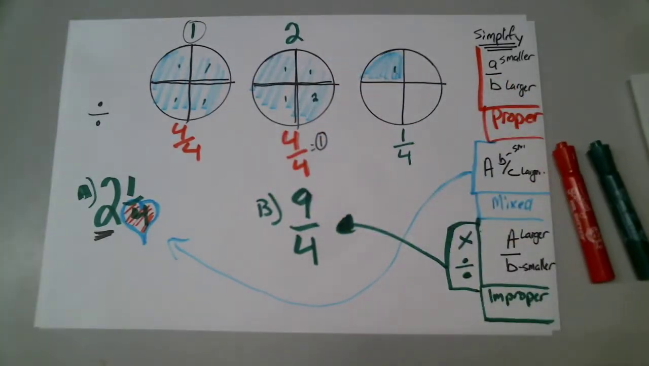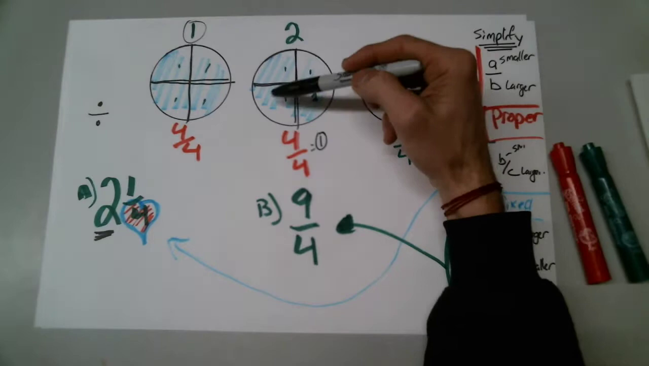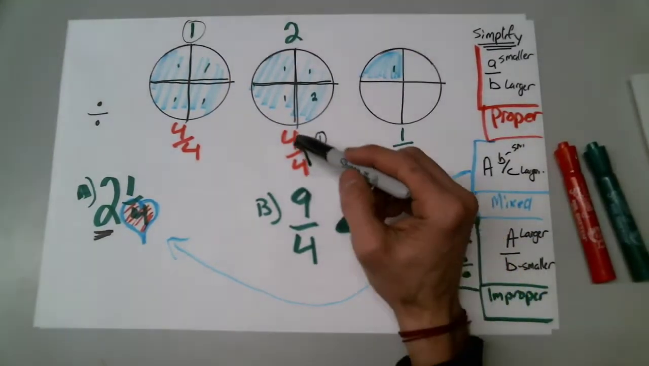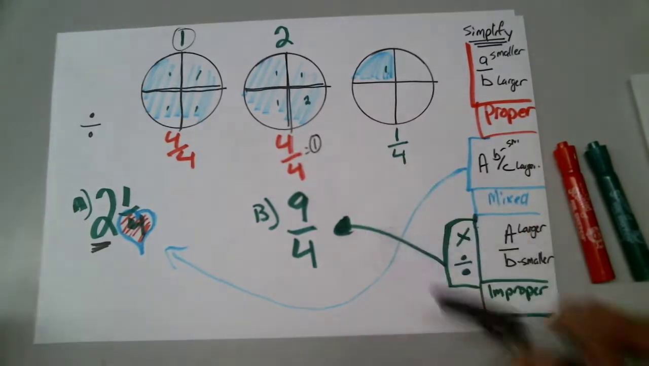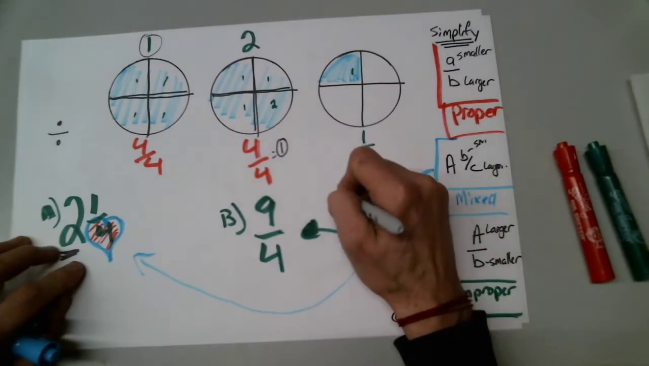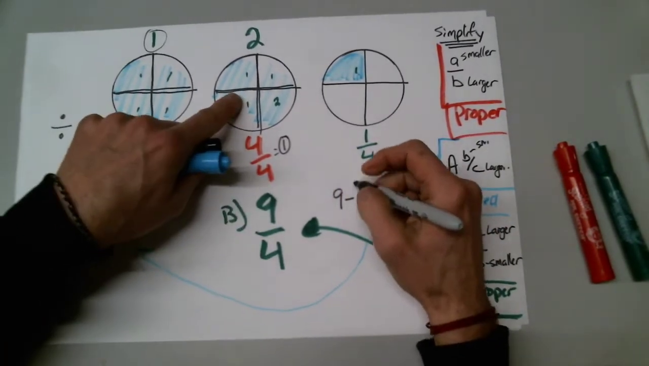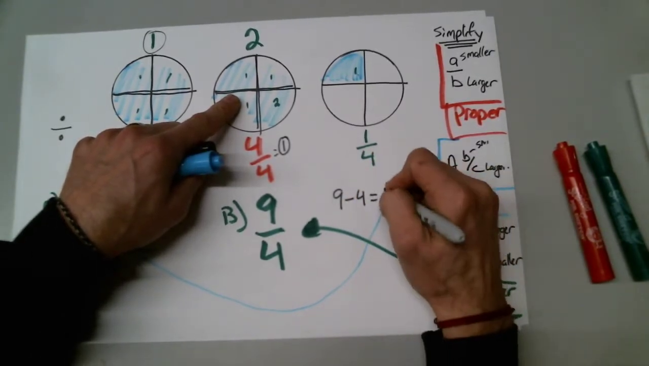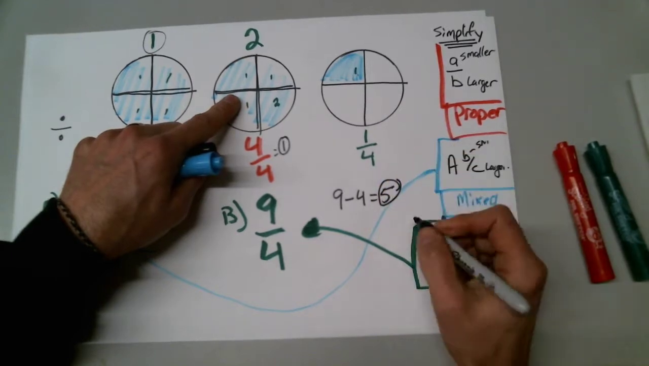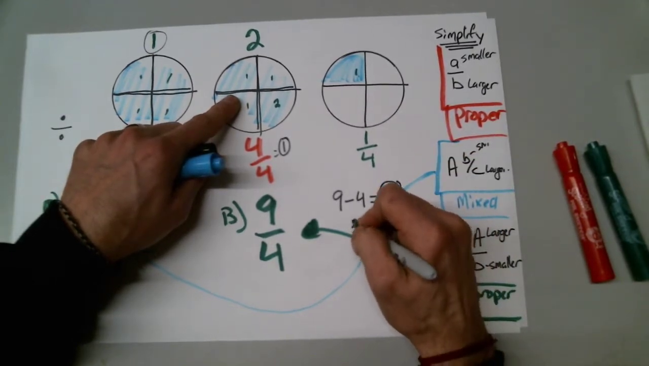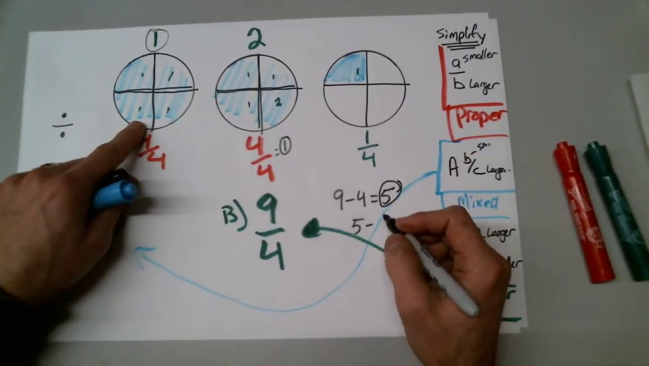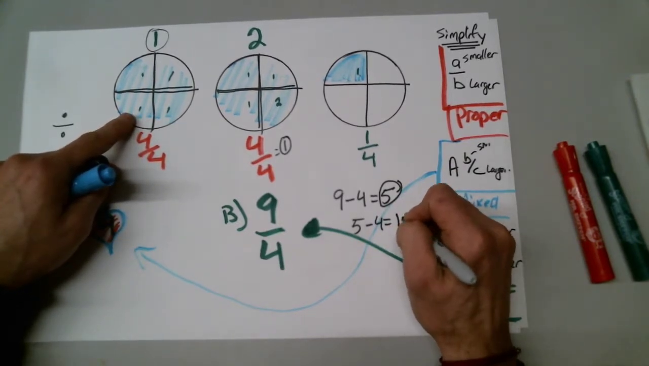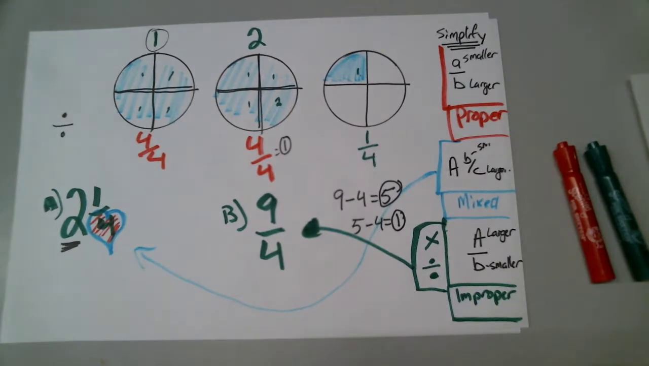Now, a little bit of magic. How many wholes can I take out of 9? So remember, a whole is 4 out of 4. So let's just see. What happens if I take 9 and I minus 1 whole? What am I left over with? I'm left with 5. Okay? Now, if I do that again, I start with 5 quarters and I minus 4 quarters. What am I left with? I'm left with 1 quarter.